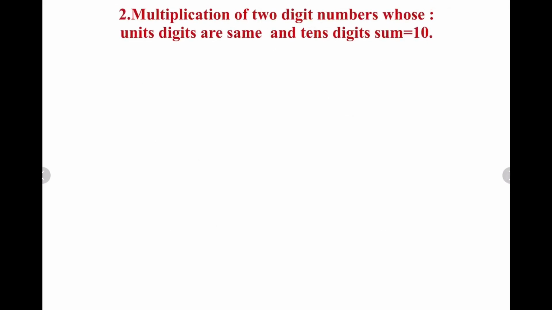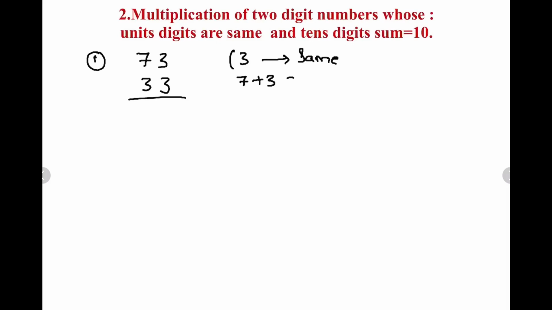Next, multiplication of two digit numbers whose units digits are same and the tens digit sum is equal to 10. This concept is exactly opposite to the previous concept. So what do I have to take? Units digits are same. So for example, I am taking 73. Then I have to take 3 here. Units digits are same and the tens digit sum, 7 plus 3, is equal to 10.